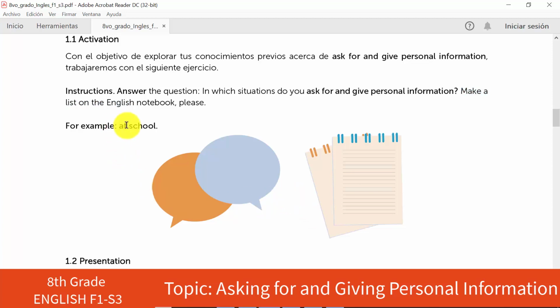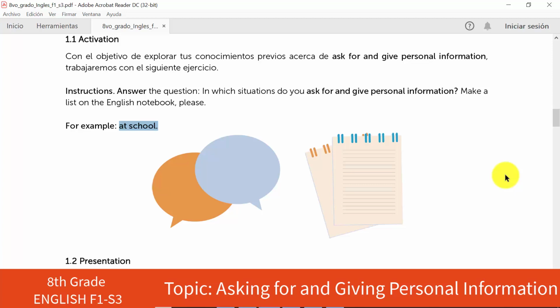Aquí tenemos una, for example, at school. Ahí das y pides personal information. Le preguntas a tus compañeros, for example, what's your name, okay? To your teacher, you also ask what's the teacher's name, okay? Y también a ti te preguntan your personal information. They ask you what's your name, where do you live, where are you from, how old are you.